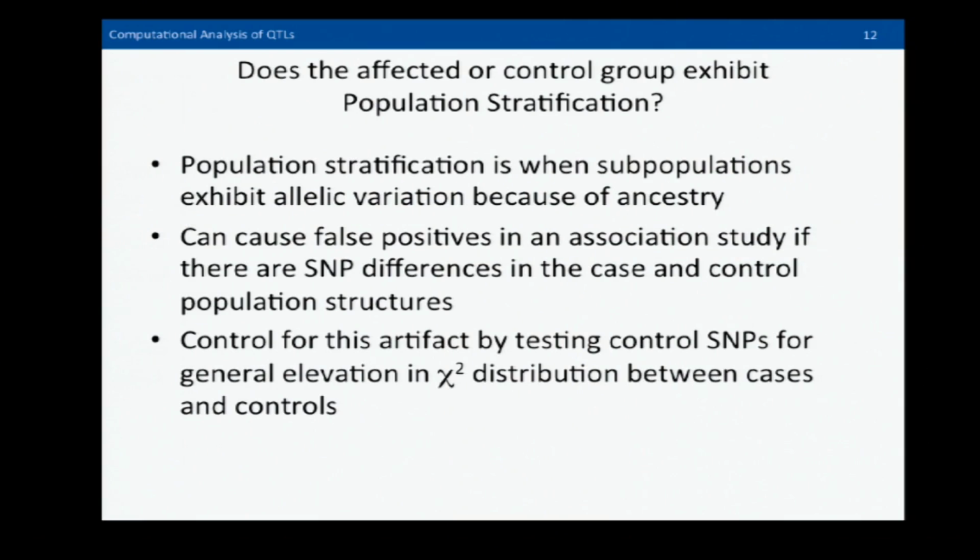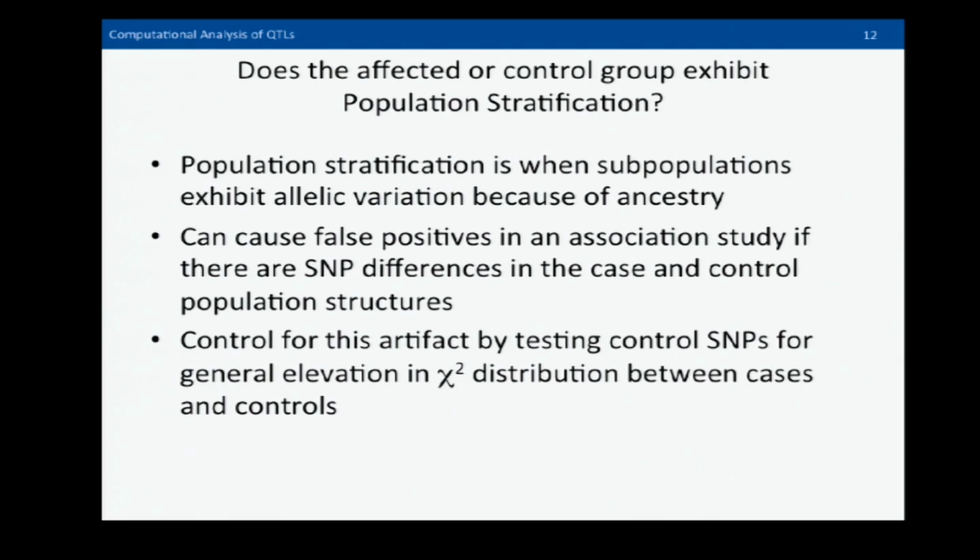So what you need to do is to control for that. And the way you do that is you pick a bunch of control SNPs that you think are unrelated to a disease, and you do a chi-square test on those to make sure that they're not significant, right? And methodologies for controlling for population stratification by picking apart your individuals and reclustering them is a topic of current research.